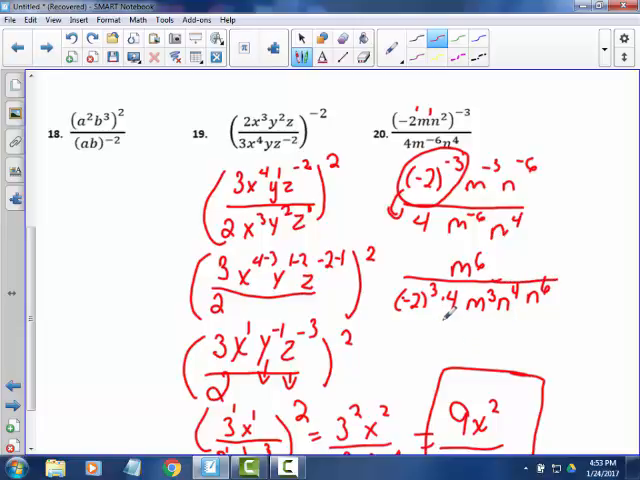Okay. So now we're almost there. We can go ahead and pop that in our calculator and multiply. And negative 2 to the 3rd power is negative 8 times 4 would be negative 32. So I'm just going to draw my line, and we'd have negative 32 down below. Okay. Then 6 take away 3 is 3, so m to the 3rd. And 4 plus 6, because we're multiplying, even though we're down below, right, we're multiplying these two together, that's going to be n to the 10th. So final answer, m to the 3rd over negative 32, n to the 10th.